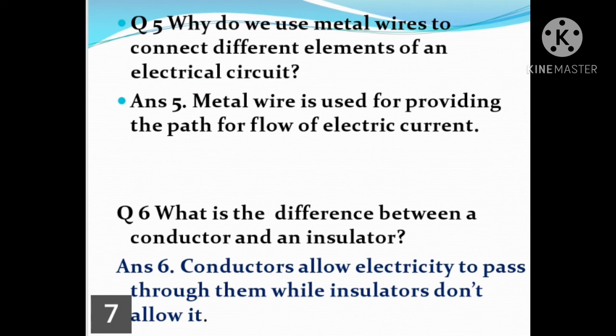conductors of electricity. Now the next question is: what is the difference between a conductor and an insulator? Children, conductors allow electricity to pass through them, whereas insulators don't allow electric current to pass through them. Conductors are the materials which allow electric current to pass through them, while insulators are those materials which don't allow electric current to pass through them.